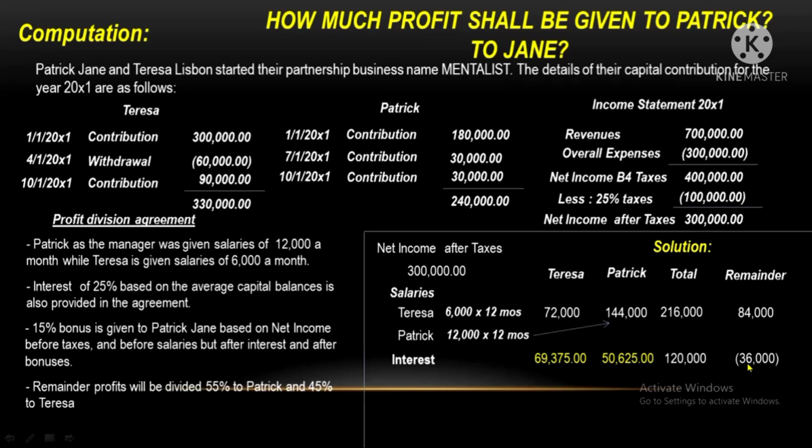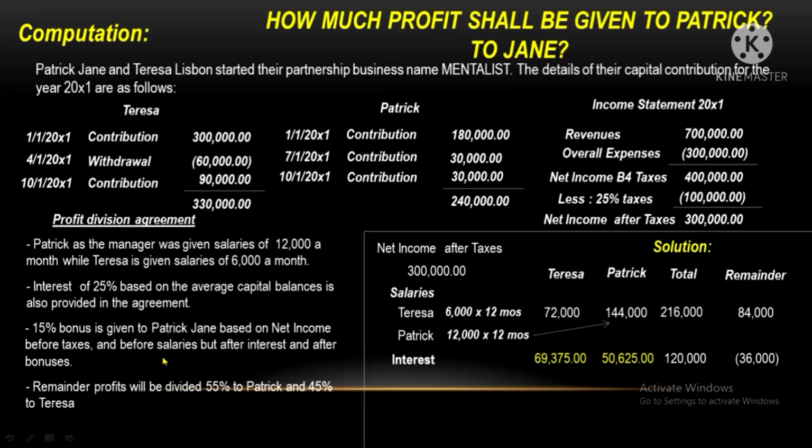Second problem that we need to answer is, are we still going to give a bonus to Patrick if this is already negative? Answer, yes. Here is what you need to remember always. Even if the remaining to be distributed becomes negative, bonuses will still be given as long as the bonus rate of 15% in this example will be based on a net income that is still positive. Meaning, in this example, as long as the net income before taxes, before salaries, but after deduction of interest and after deduction of bonus is still positive, then bonuses will still be given.